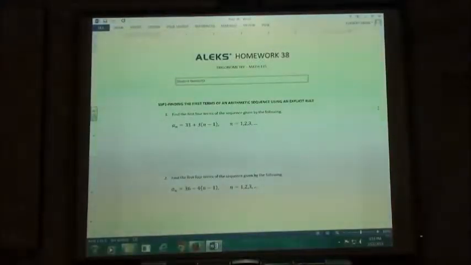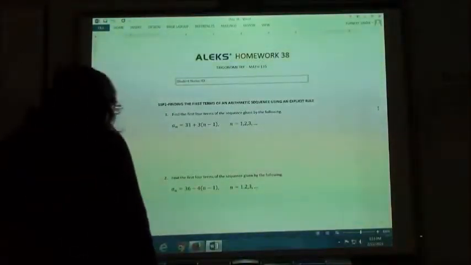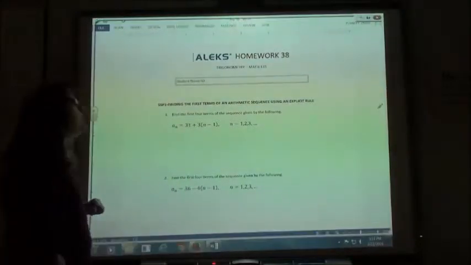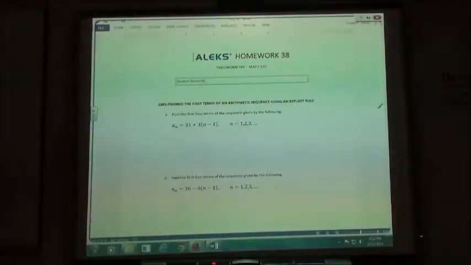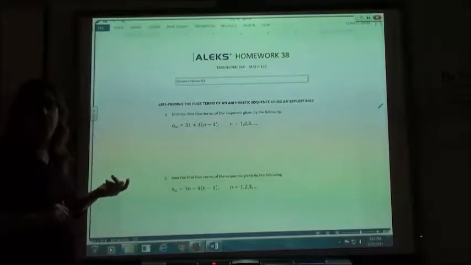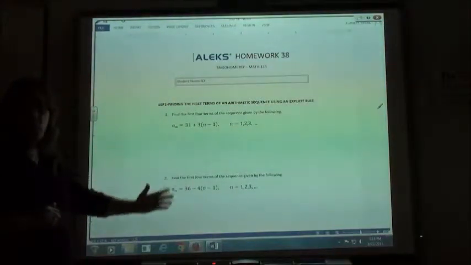All right, homework 38, we're switching into some probability type things, and the first thing we're going to talk about are some sequences, either an arithmetic sequence or a geometric sequence. An arithmetic sequence is one where you're always adding or subtracting the same value to each term.